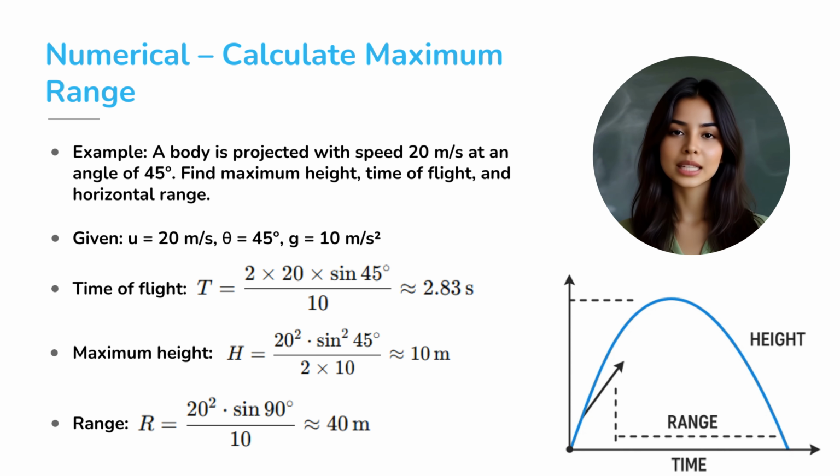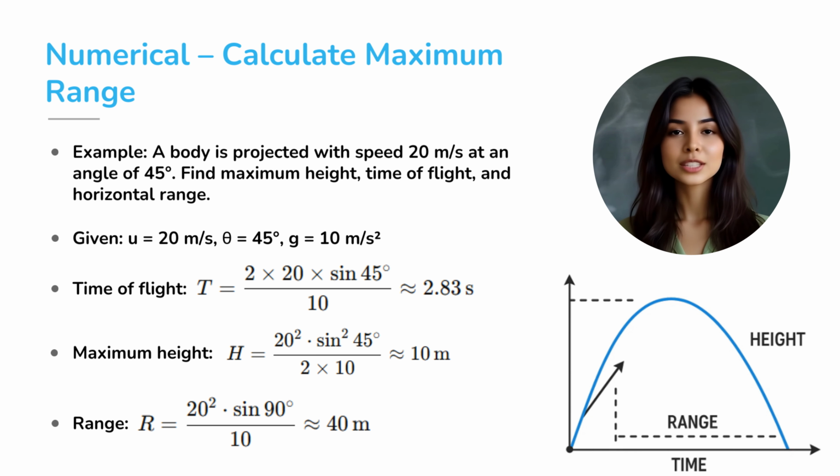Time of flight t equals 2 multiplied by 20 multiplied by sine of 45 divided by 10. That gives us approximately 2.83 seconds. Maximum height h equals 20 squared multiplied by sine squared 45 divided by 2 into 10, which comes out to approximately 10 meters. Horizontal range r equals 20 squared multiplied by sine of 2 theta divided by 10, and that gives us approximately 40 meters.